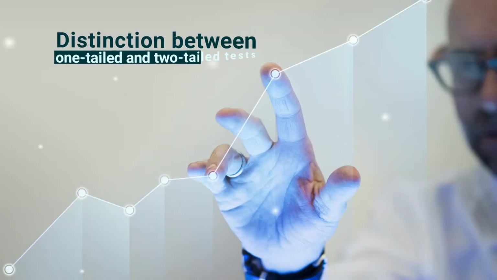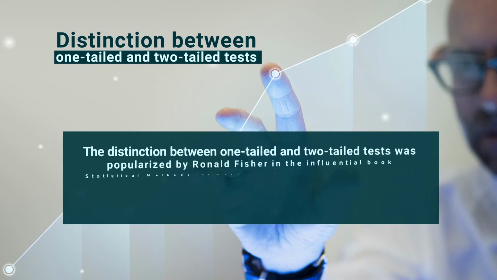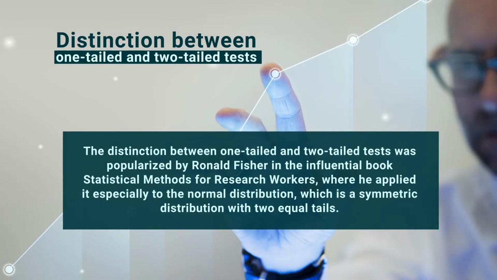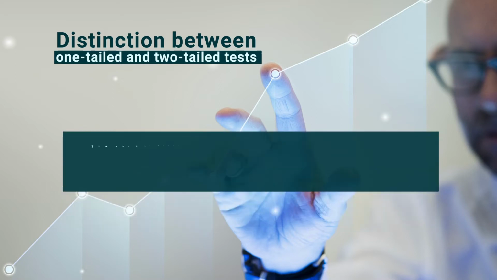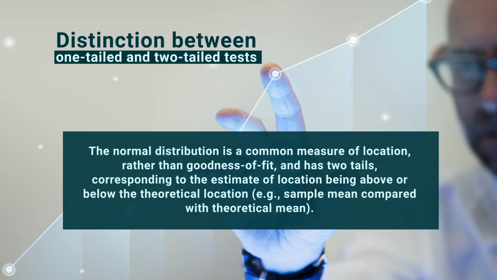So if we are going to distinguish between one-tail and two-tail tests, which was popularized by Ronald Fisher in the influential book Statistical Methods for Research Workers, where he applied it especially to the normal distribution, which is a symmetric distribution with two equal tails. The normal distribution is a common measure of location rather than goodness of fit and has two tails corresponding to the estimate of location being above or below the theoretical location. For example, sample mean compared with theoretical mean.